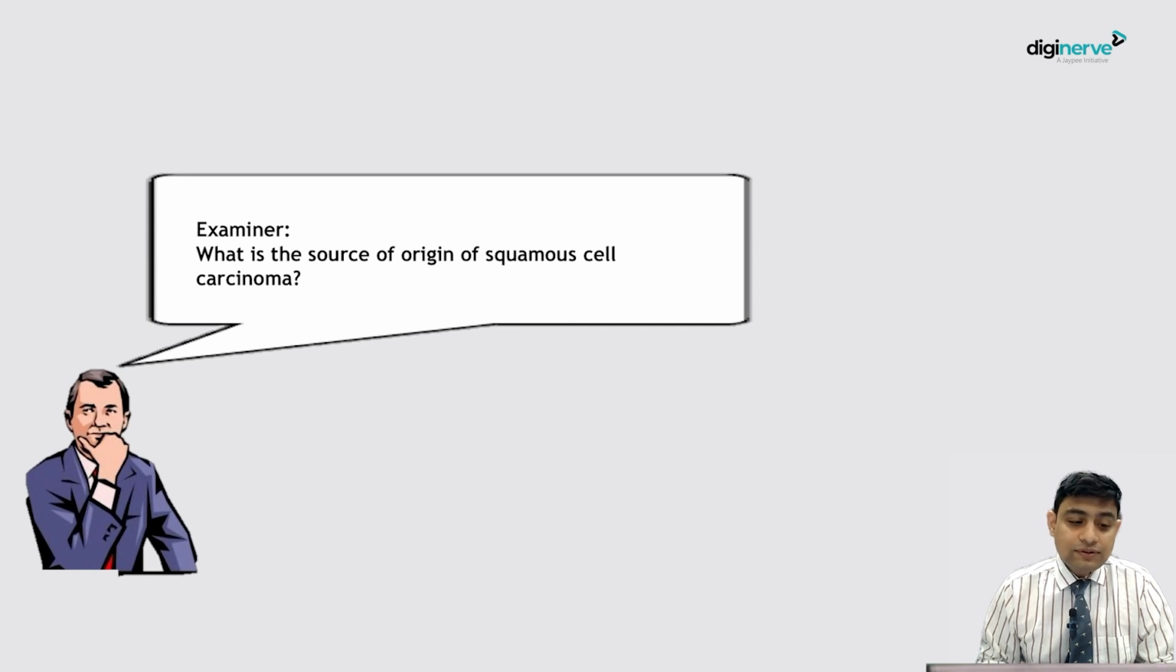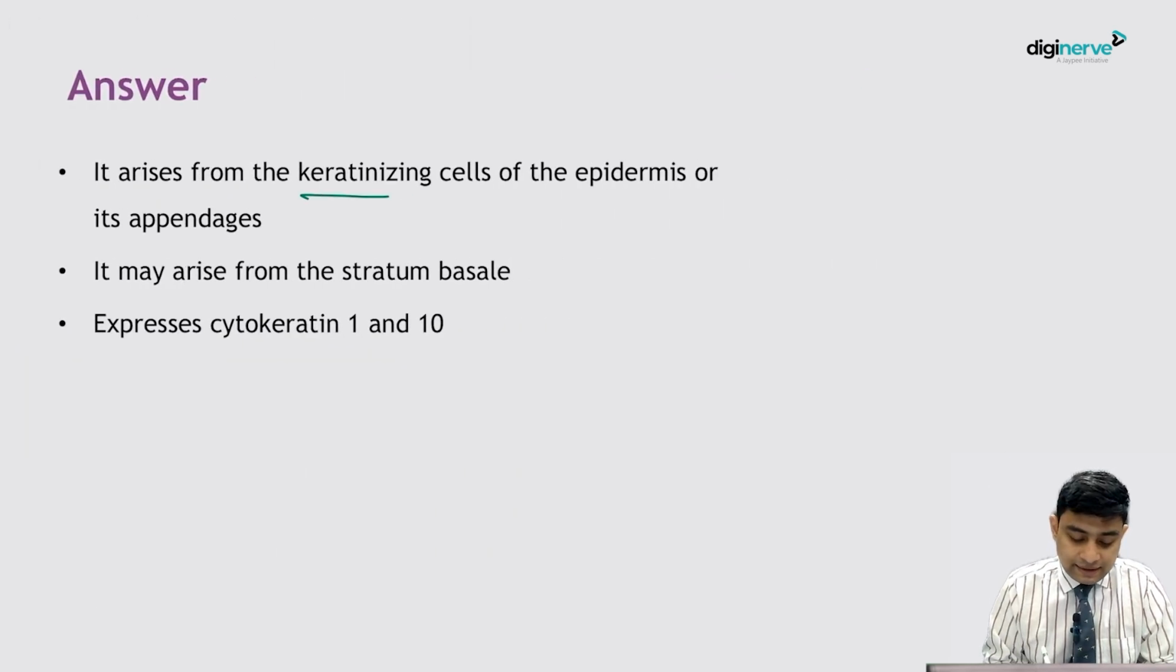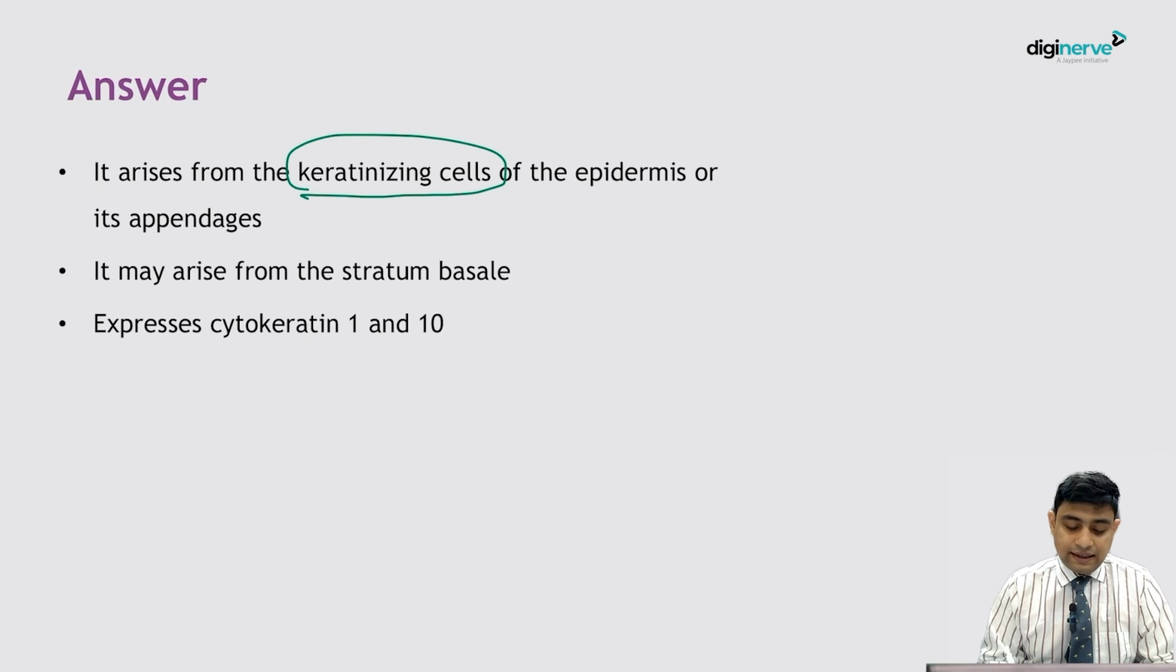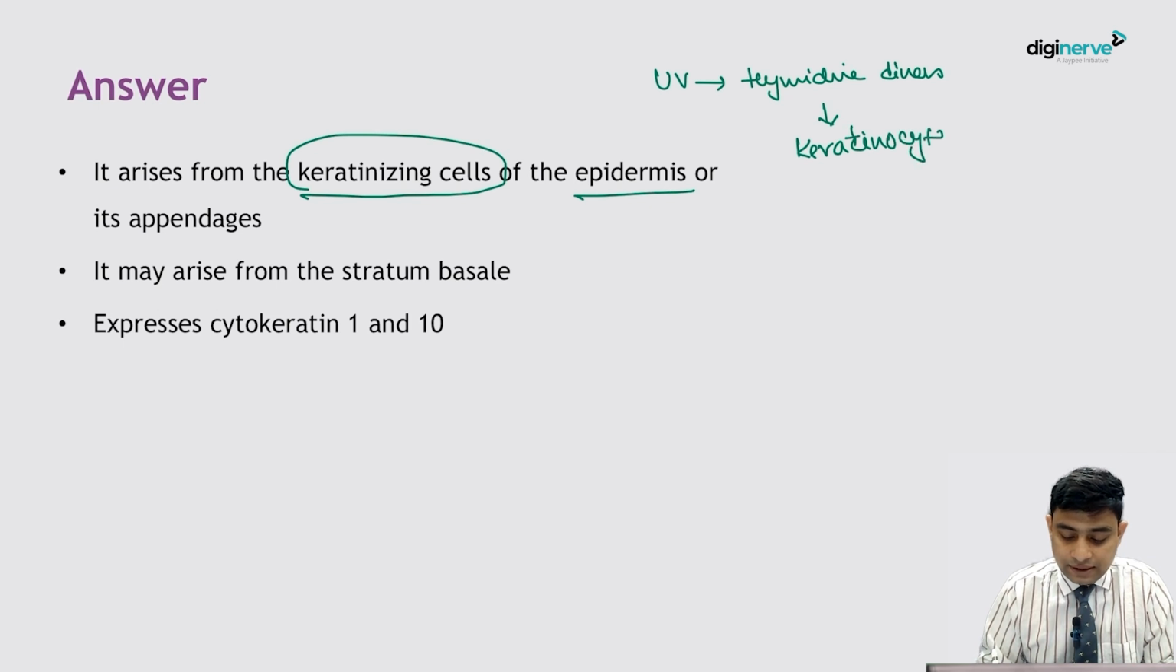What is the source of malignancy in squamous cell carcinoma patients? Okay, so the source is the keratinizing cells of the epidermis and the appendages. It arises from stratum basale, okay. It happens due to UV radiation, most commonly causing dimers amongst the keratinocytes. Basically what happens, the UV rays come in, they cause thymine dimers, okay, and they cause these changes within keratinocytes.